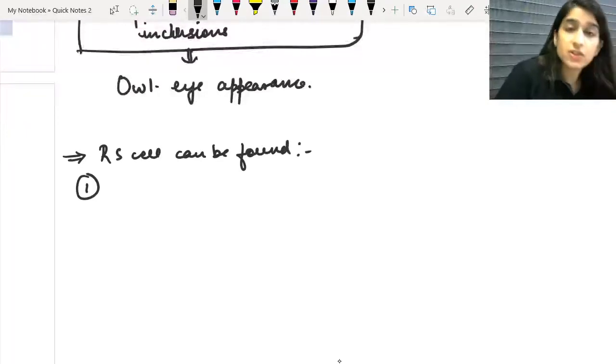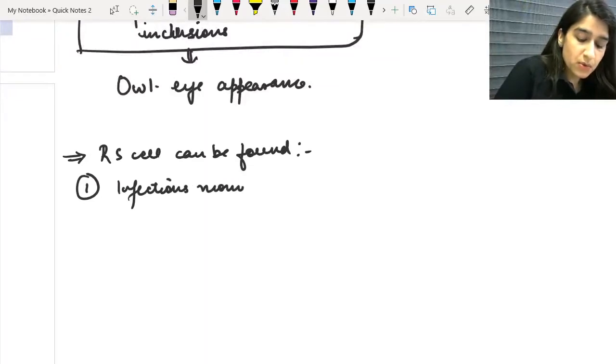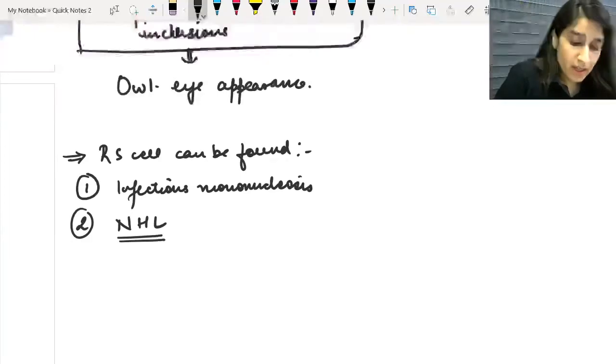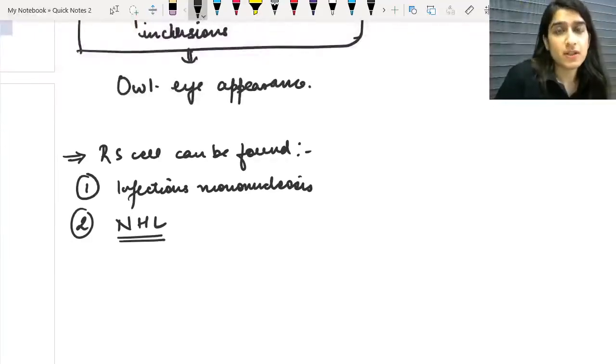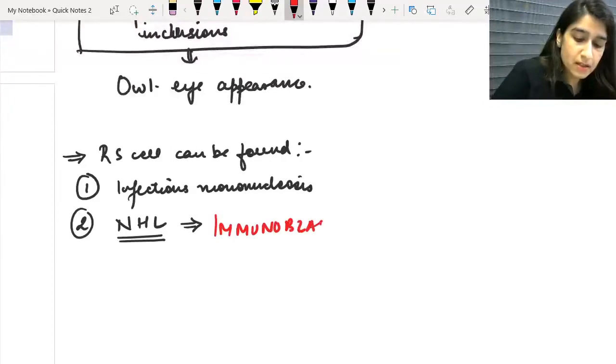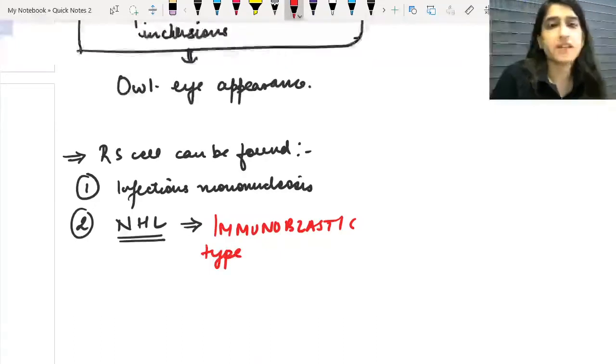What are those conditions? Number one, infectious mononucleosis, and the second one, non-Hodgkin's lymphoma. A very important MCQ: in which type of non-Hodgkin's lymphoma can we see Reed-Sternberg cells? The answer is the immunoblastic type of non-Hodgkin's lymphoma.